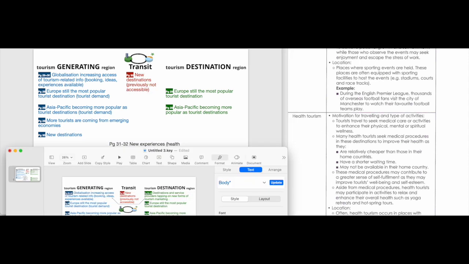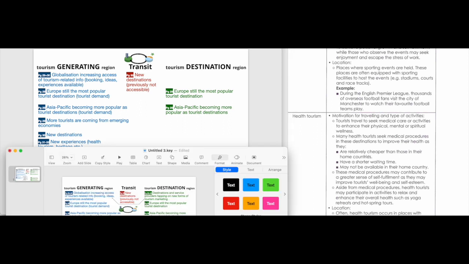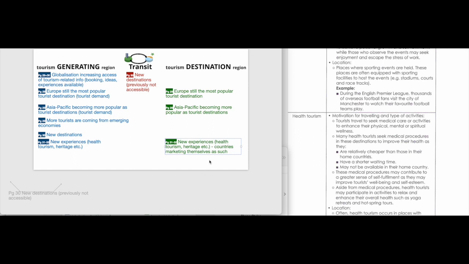Okay, tourists are looking for new experiences. They do not want a typical way. So that's why they are generating more demand for it. But it cannot be done without the destination doing something about it as well. Okay, they need to market themselves as such to fulfill these experiences for tourists to engage in.